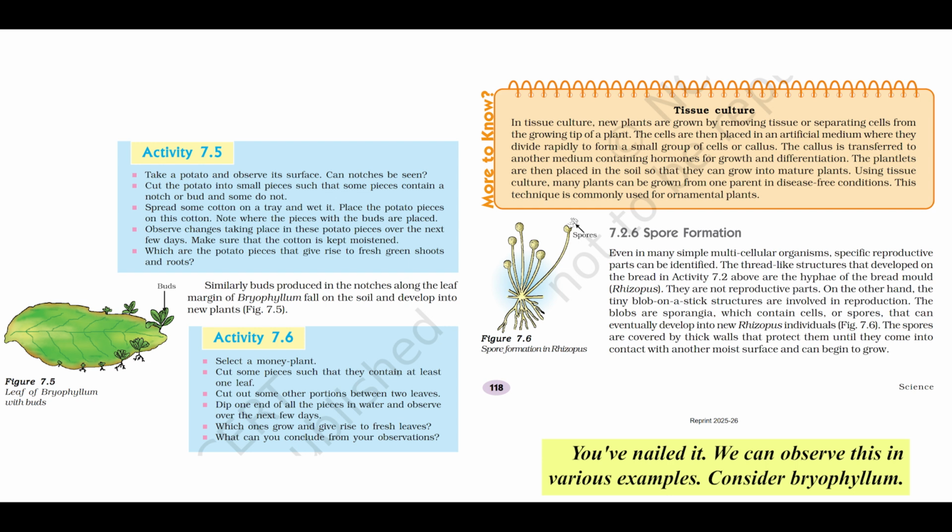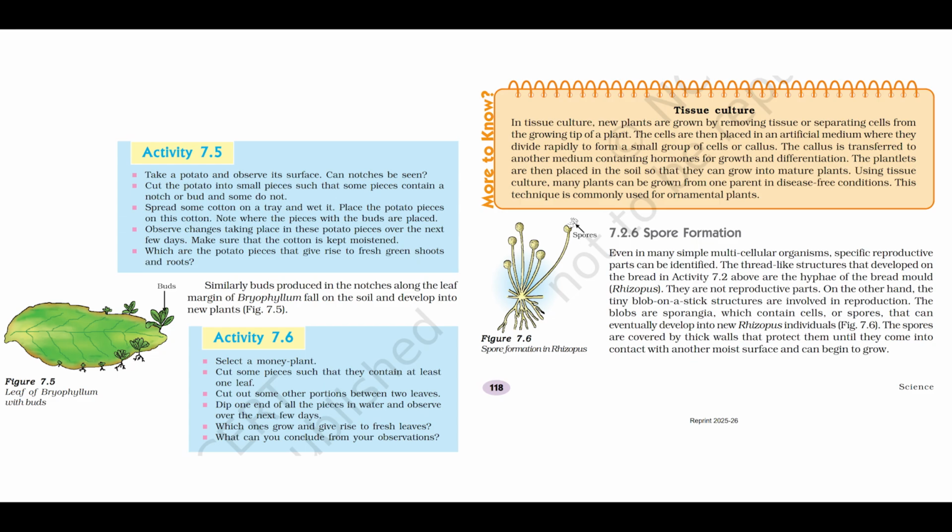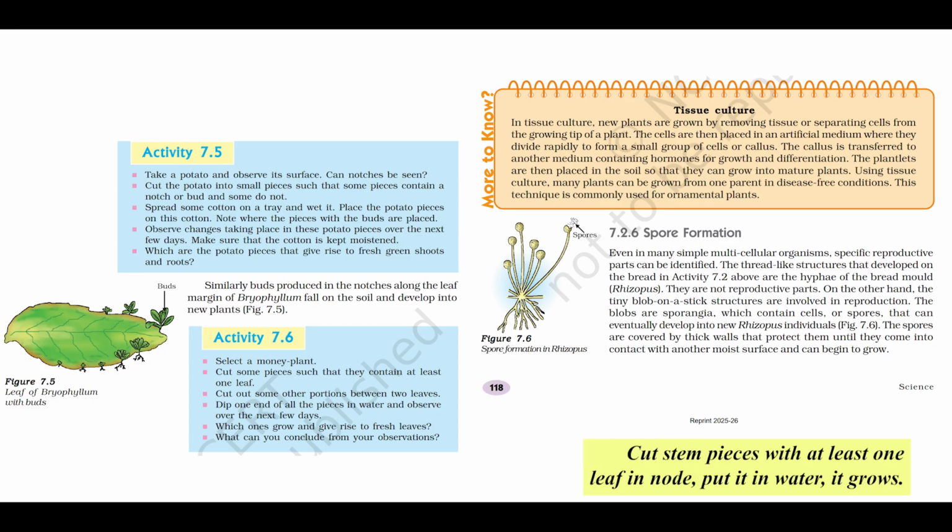You've nailed it. We can observe this in various examples. Consider Bryophyllum. Buds in the notches along the leaf margin can fall onto moist soil and grow into new plants. Or take a potato. If you cut it, only pieces containing an eye or a bud, which are actually modified stems, will grow new plants. Even a common money plant. Cut stem pieces with at least one leaf and node, put it in water, it grows. A piece without a node usually won't. Right, I've seen that with money plants.